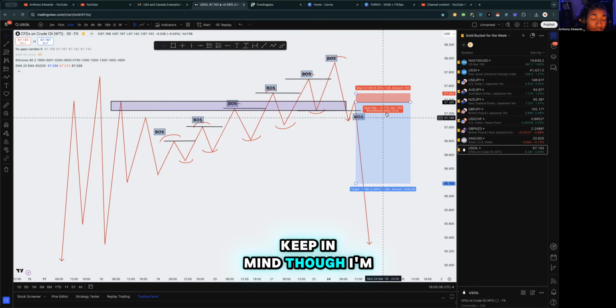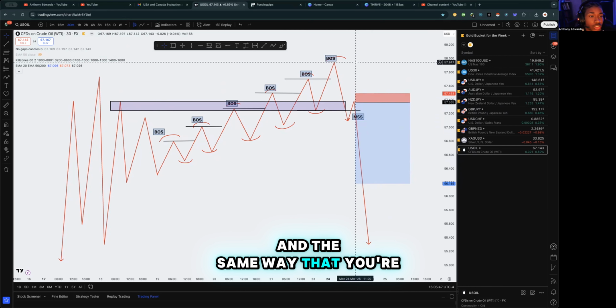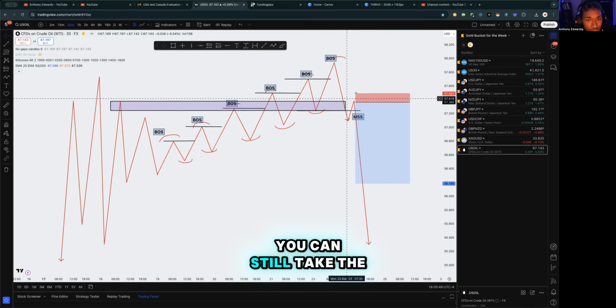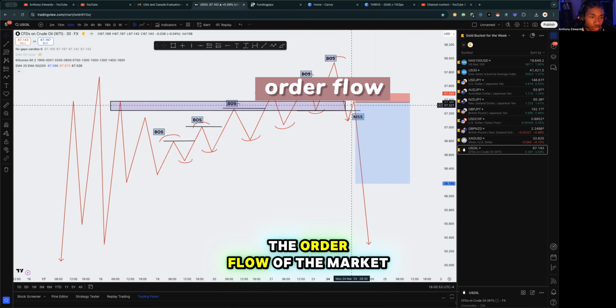Keep in mind though, I'm not saying which one's better, but they're virtually the same, and the same way that you're trading ICT, you can still take the same type of trade using support and resistance. You just have to understand the order flow of the market.